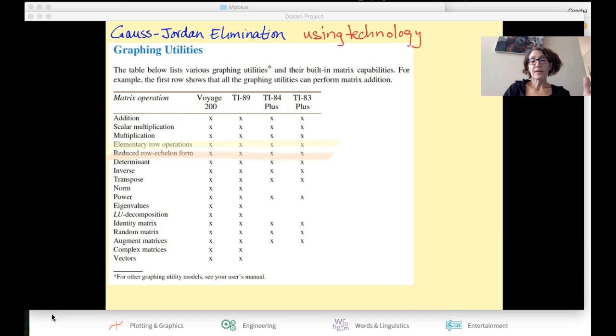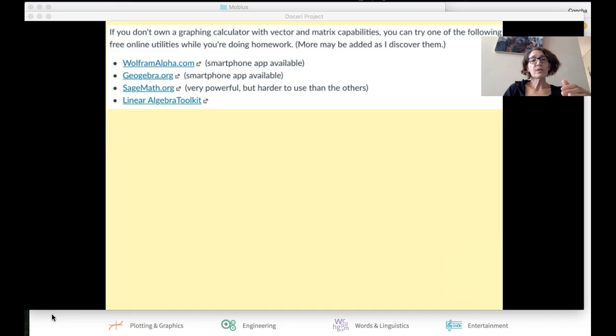If you don't own any of these, don't worry, there's a lot of free stuff on the web. So also on the Canvas page, I list a couple of websites that you can go to. And some of these also have phone apps. So Wolfram Alpha, the first one on this list, is my favorite. I use it all the time. And it also has an app. I have an app on my iPhone. The next one, GeoGebra, also really powerful, and it has a smartphone app. Now the app may not have all the features that the website does, but for our purposes, I think the apps for these two work fine.